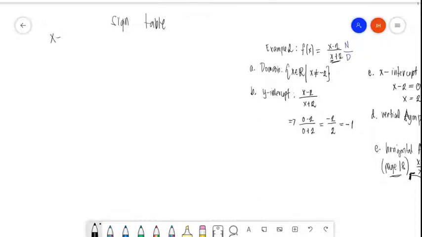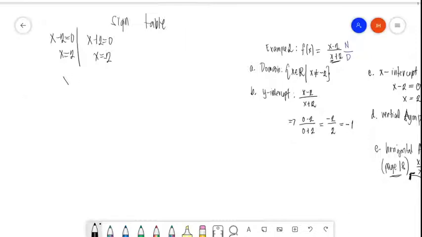So we have x minus 2 equals 0, so x equals positive 2, and x plus 2 equals 0, then x is equal to negative 2. So those are our critical values. We are now moving on to having our graph.